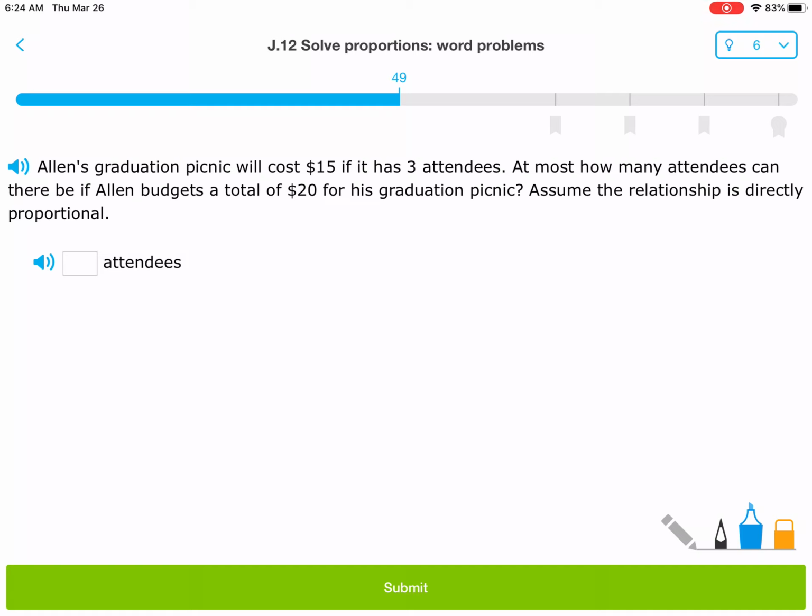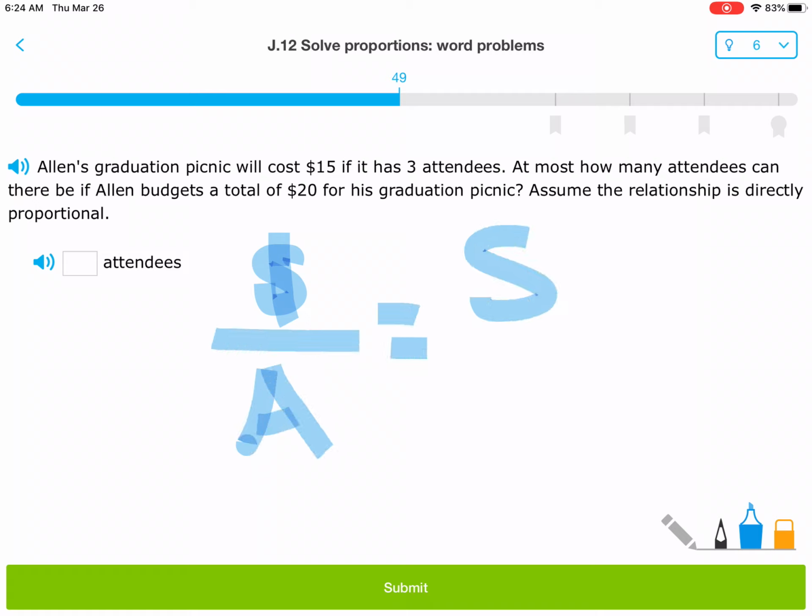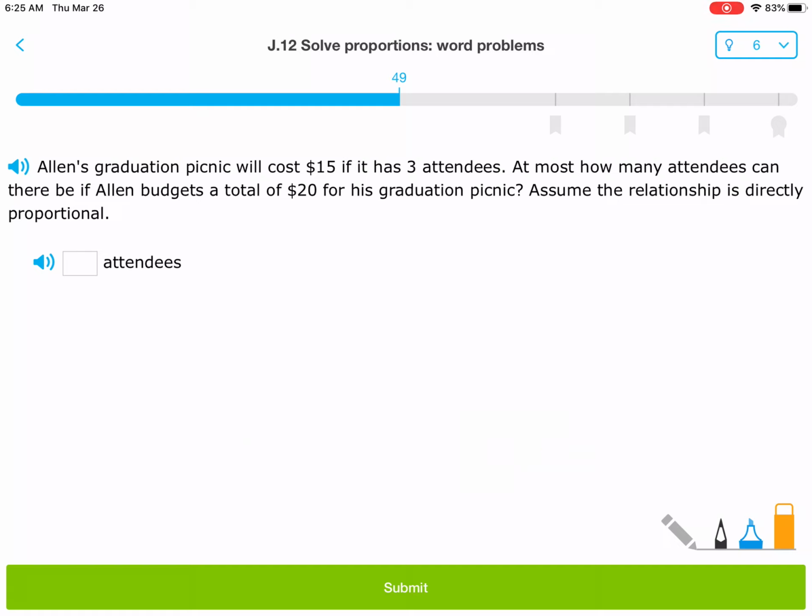Alan's graduation picnic will cost $15 if he has 3 attendees. At most, how many attendees can there be if Alan budgets a total of $20 for his graduation picnic? Assume the relationship is directly proportional. So dollars over attendees equals dollars over attendees. That's how I want you to set it up. So go ahead and set your proportion up. Pause the video, and then you can check back to see if you have what I have. If you didn't pause it, make sure you pause the video.